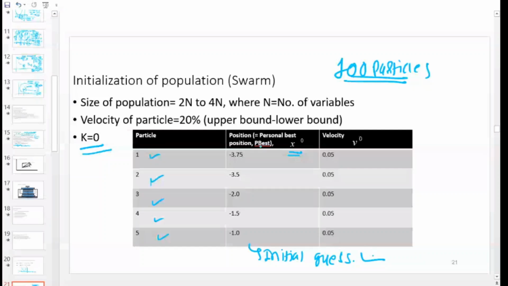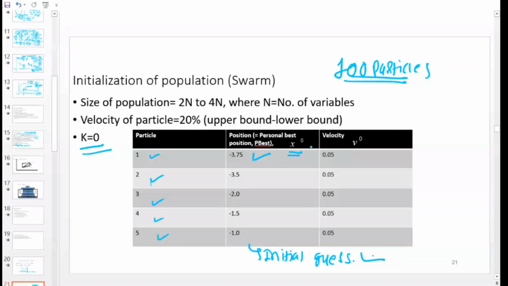So in this case, corresponding to the first particle, I have assumed x value minus 3.75, for the second particle minus 3.5, for the third particle minus 2, then minus 1.5 and minus 1. I have taken negative values. You can also consider positive values, no problem, right? I have randomly assumed these values.